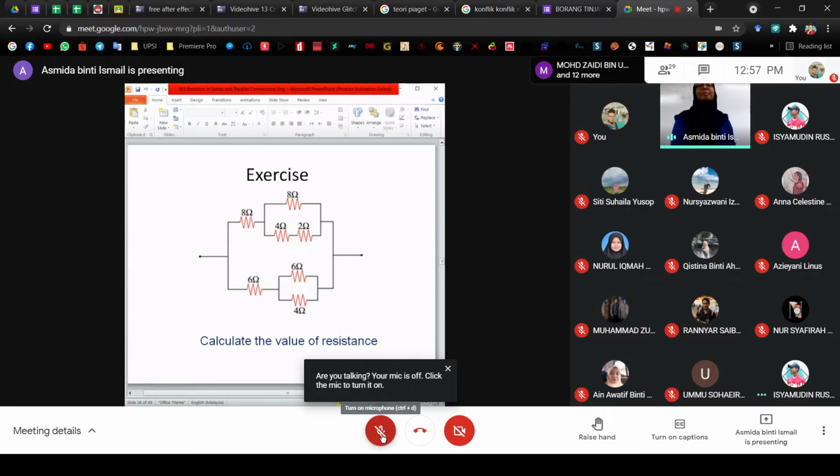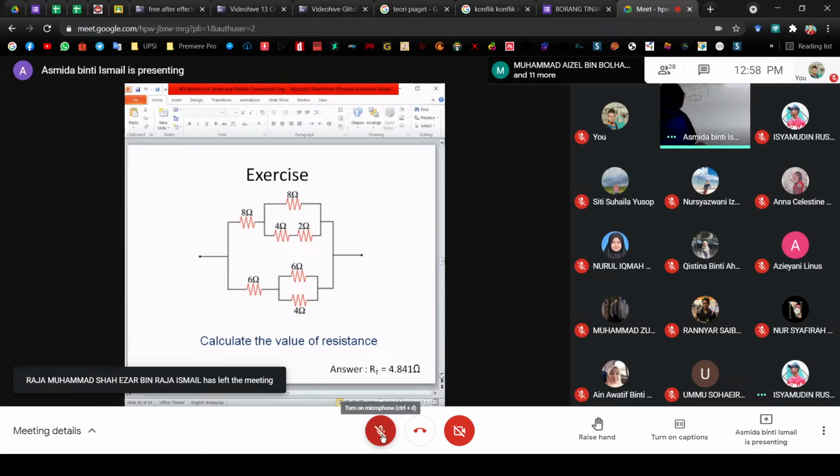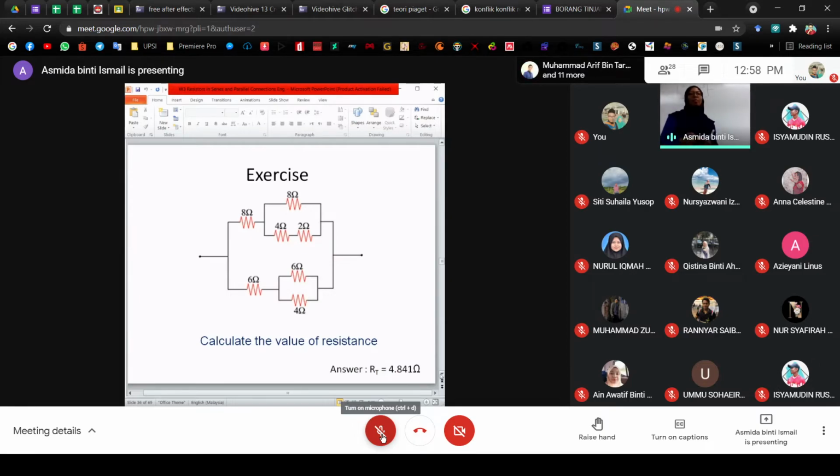Macam mana kita dapat 4.8 tu? 4.841. Okay? For this one, tak apa yang salah tu tak apa. You try. Nanti you boleh trace apa benda yang you salah sebenarnya. Okay? So tak payah takut bagi tahu I apa jawapan yang you dapat.